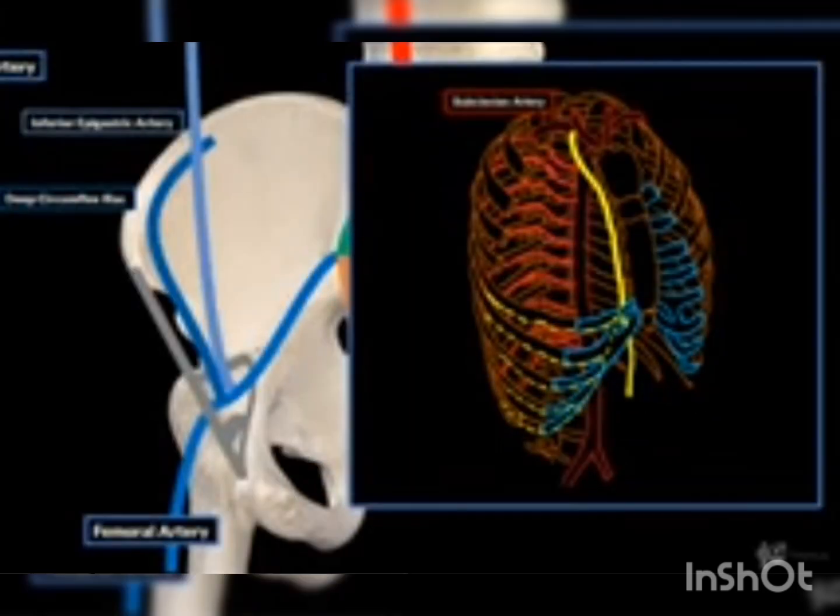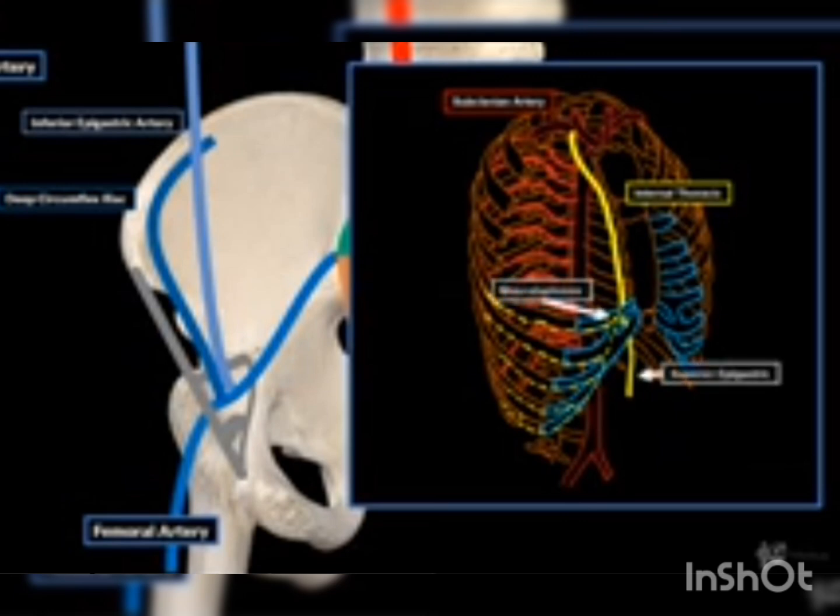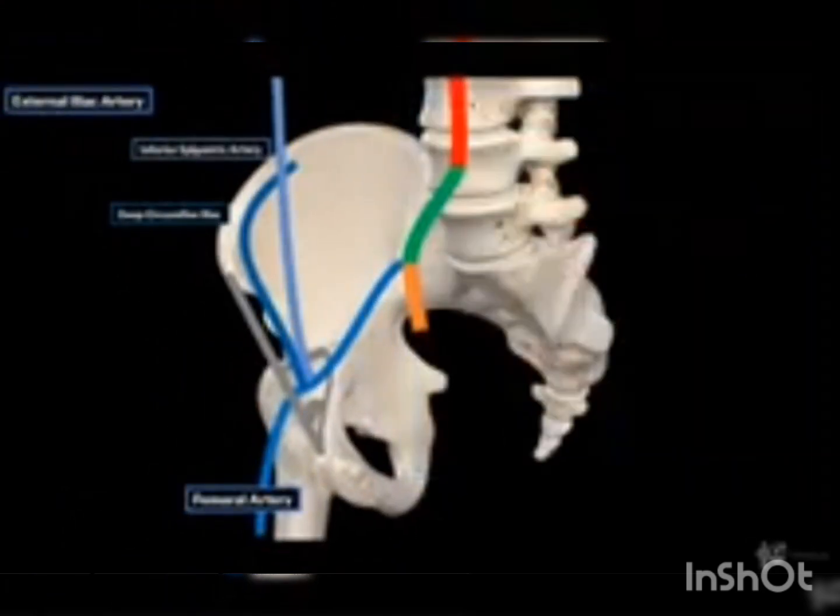So remember a large side branch called the internal thoracic artery, which descends along the thoracic wall, and then at around the seventh rib, it divides into the musculophrenic and the superior epigastric artery. So here we see the inferior epigastric ascending along the anterior abdominal wall to anastomose with the superior epigastric artery. Now, the inferior epigastric has two side branches. One of them is common in both male and female, and this one is the pubic branch.